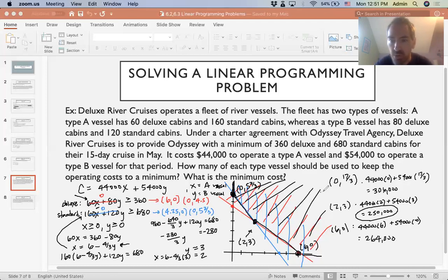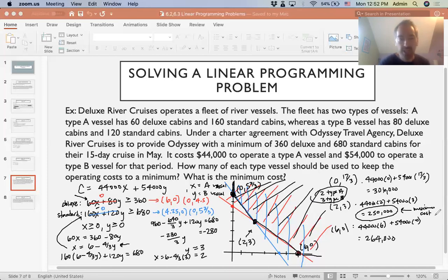Right, we should use 2 type A vessels, 3 type B vessels, which would give us the minimum cost of $250,000. Okay.